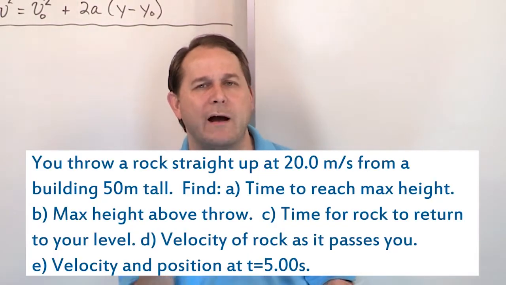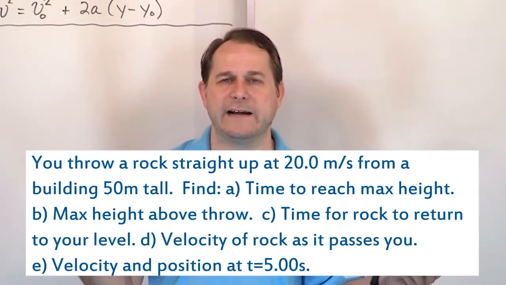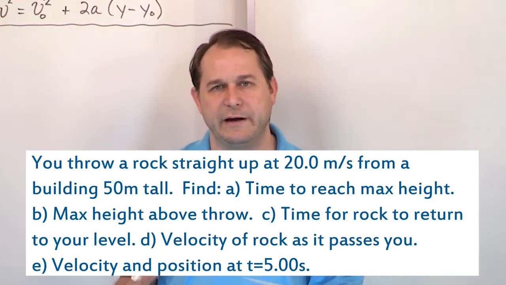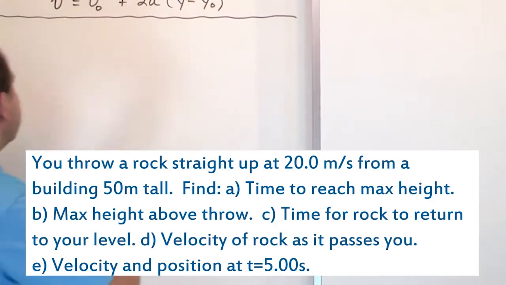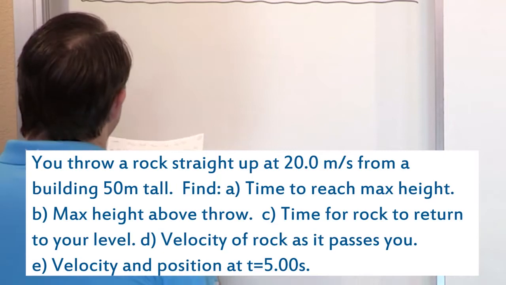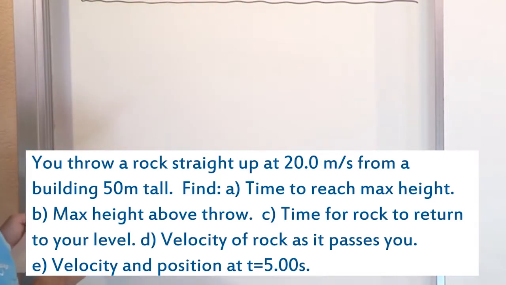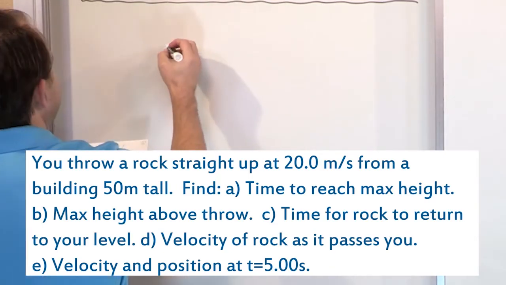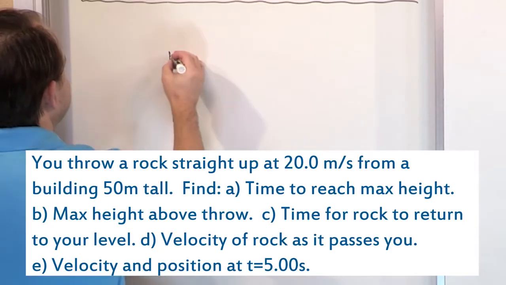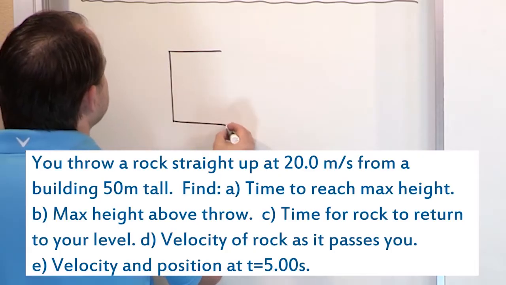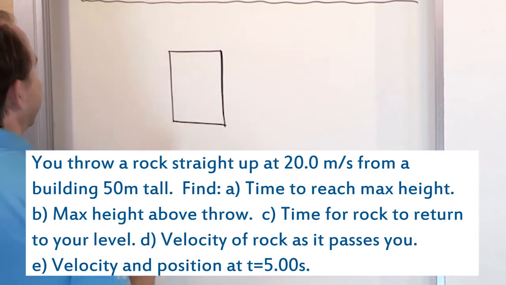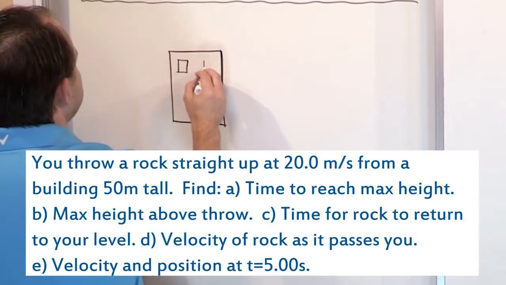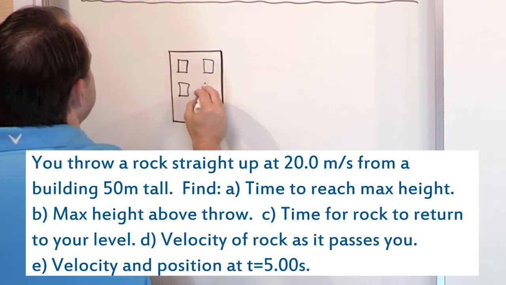Even though it's a simple problem, you throw a rock up and you want to basically find out what's going on, we still have to draw a picture because it's going to make it a lot easier. So the very first thing we're going to do, other than writing down the equations that we've been using, is draw a building. And as you can probably guess, my building is not going to be a very complicated building. My building is a nice rectangle. If you want some windows here, we'll draw some windows, whatever, we can do that.